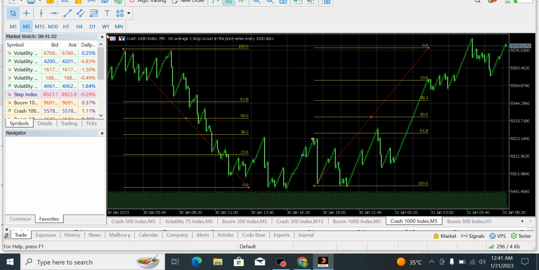So for sell, you start from 100 to 0. For buy, you start from 100 also to 0. Okay guys, then how do you know when to stop your trade if the trade is going against you? Once it goes above 100, you are supposed to exit from here. Once it goes above 100, then it means that the trade is going against you at that particular point.